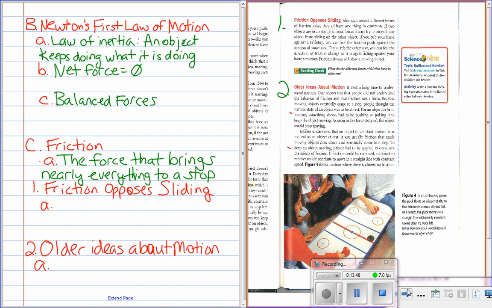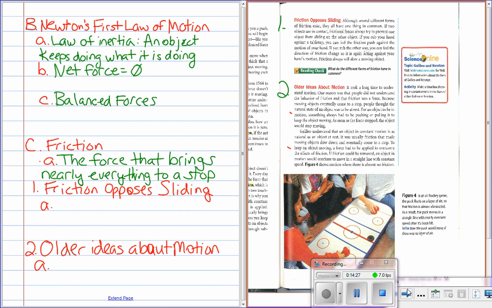All right, so we have a subheading here, friction opposes sliding. Remember what I said about this page. It's kind of fluff probably, but let's read it. Although several different forms of friction exist, they all have one thing in common. If two objects are in contact, frictional forces always try to prevent one object from sliding on the other object. If you rub your hand against a tabletop, you can feel the friction push against the motion of your hand. If you rub the other way, you can feel the direction of friction change, so it is again acting against your hand's motion. Friction always will slow a moving object.